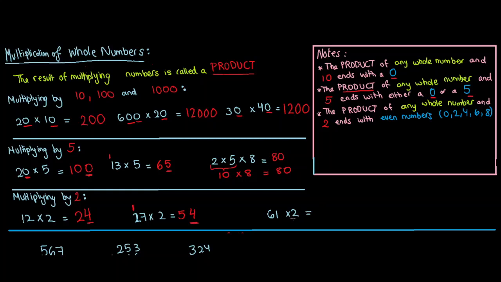61 times 2. 2 times 1 is 2. And then 2 times 6 is 12. Again, the ending of that number is an even number. It's one of the numbers that we have listed here.